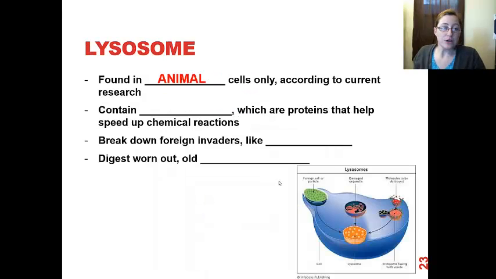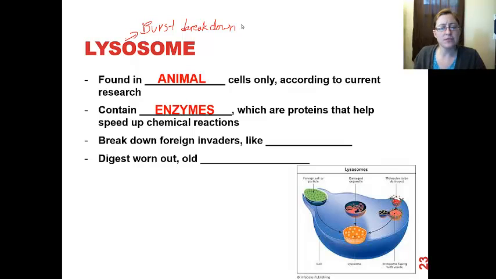A lysosome, okay, the prefix here, lys, means to burst or break down. So the lysosome is an organelle that breaks down or destroys things, and this is found in animal cells only. According to current research, there are some arguments about plants. But they contain enzymes, and enzymes are proteins that help with chemical reactions like breaking things down.